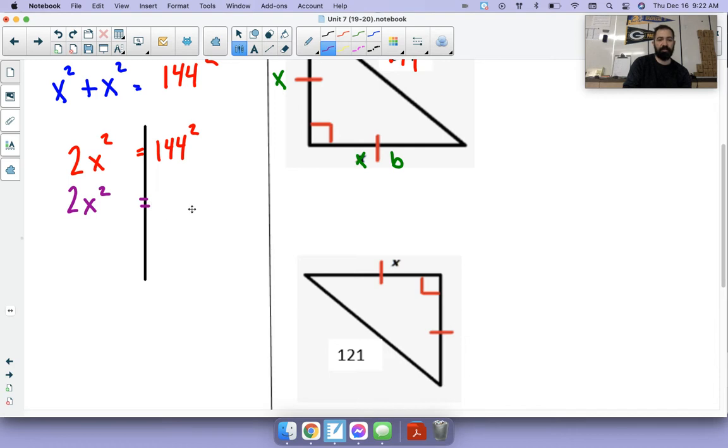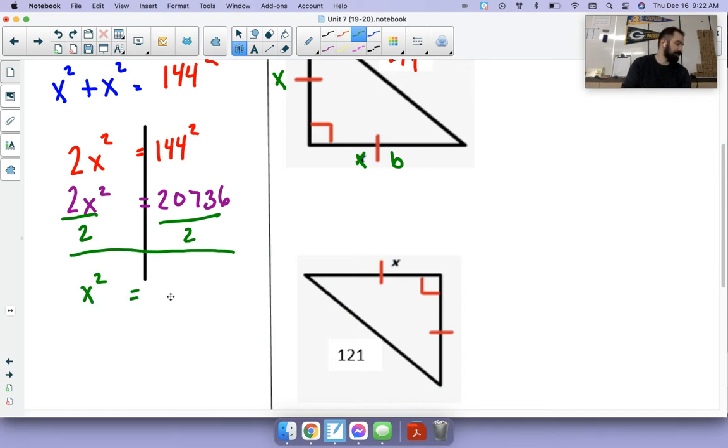2x squared equals 144 squared, which is a big number, 20,736. 144 times 144. Okay, so what do we do now? Well, we need to get rid of that 2, so let's divide by 2. And we're going to end up with x squared equals 10,368. Now, what can we do? Just like every other problem with a square, we take the square root. Not a perfect square, just so you know. So x equals the square root of 10,368. That's all it is.